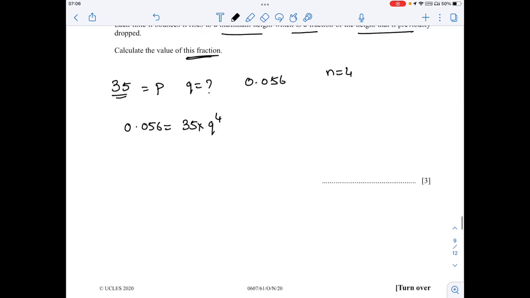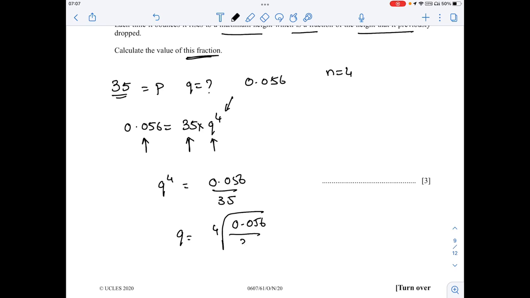Based on the same thing, h is the height it has risen, the starting one is 35, there is a fraction we don't know, and it has bounced 4 times. So 0.056 is equal to 35 times q to the power of 4. So q to the power 4 equals 0.056 upon 35. So q equals the 4th root of 0.056 upon 35. Do that one by the calculator. You should be able to get 0.2, which is 1 upon 5.